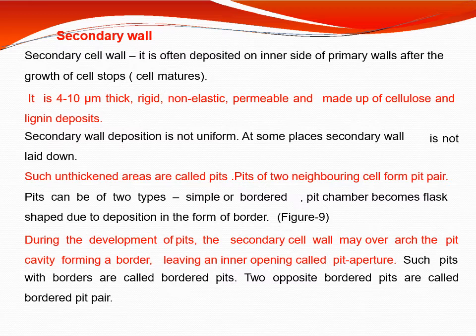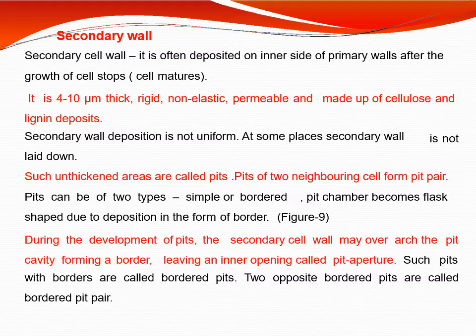Now, secondary wall is often deposited on the inner side of the primary wall after the growth of cells stops. It is 4 to 10 micrometer thick, rigid, non-elastic, permeable, and made up of cellulose and lignin deposits. Secondary wall deposition is not uniform. At some places, secondary wall is not laid down. Such unthickened areas are called pits. Pits of two neighboring cells form pit pairs.